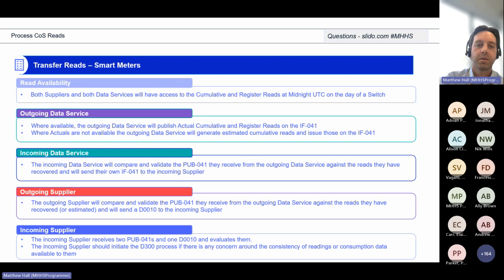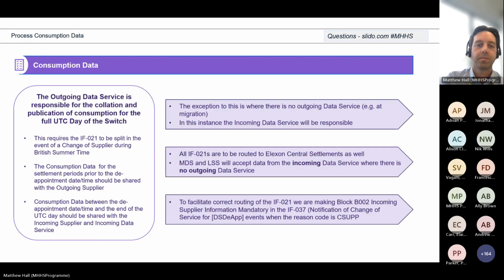And on to consumption data. The outgoing data service, as I said earlier, is responsible for the collation and the publication of consumption data for the full UTC day of the switch. And we know, because we've seen the diagram, that during British summertime, that means that there are 2 suppliers that could need to receive some of that data, which means that we need to split the IF21 when we do a change of supplier during the British summertime.